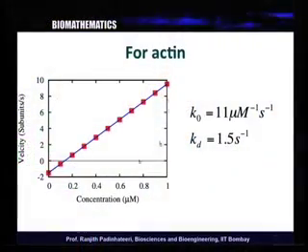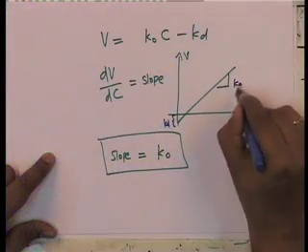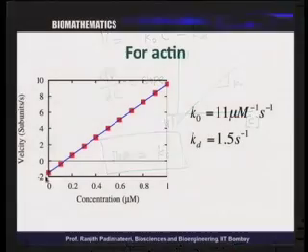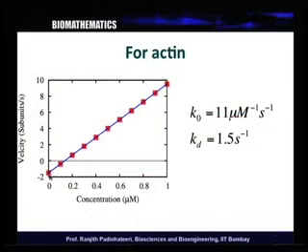Now, if you look at this curve for actin, what is K d? K d is the y intercept. So, this y intercept here gives you K d and this gives you K 0. Now let us look at the K d here. For actin, K d is just below, between 1 and 2.